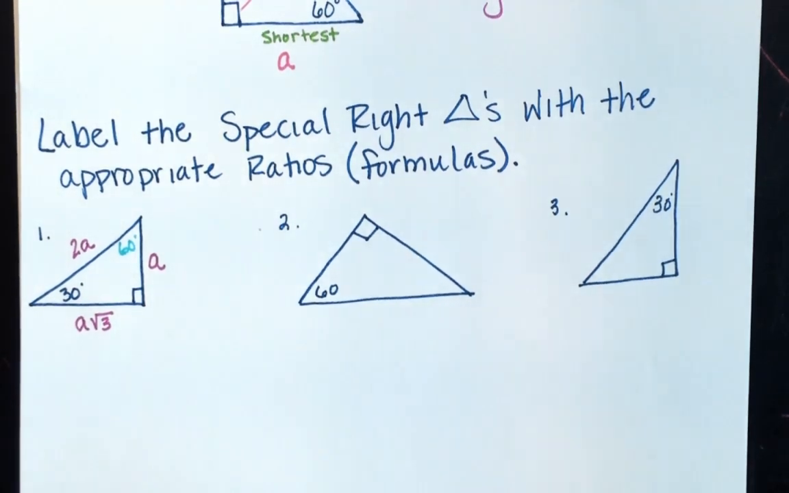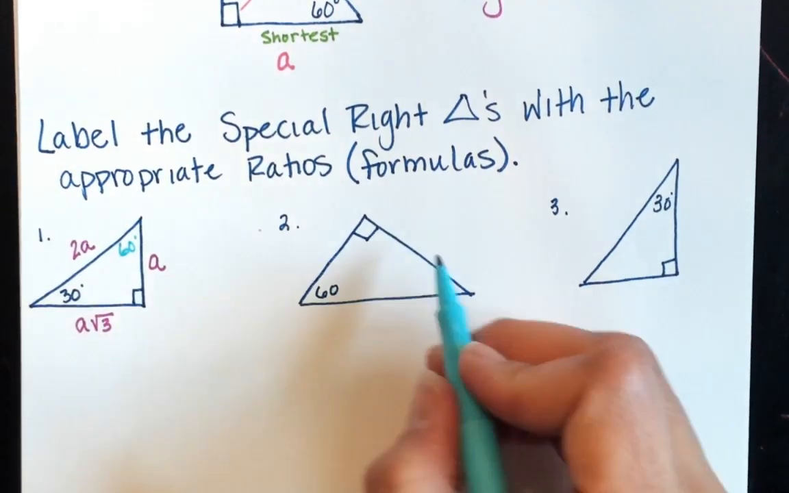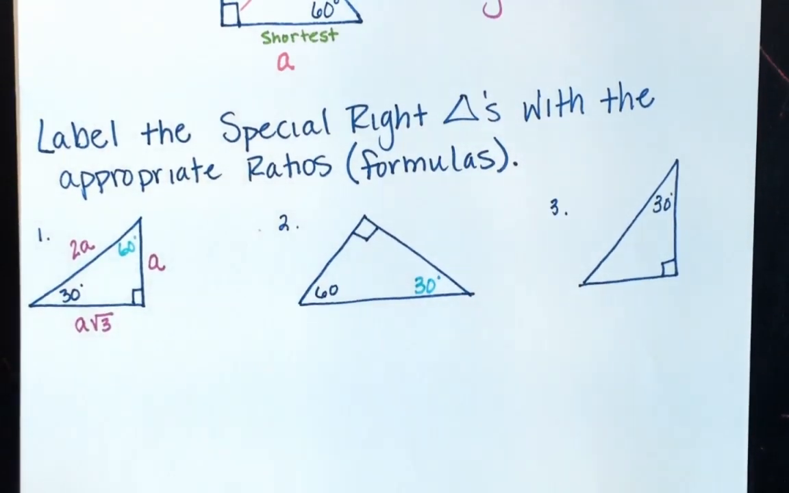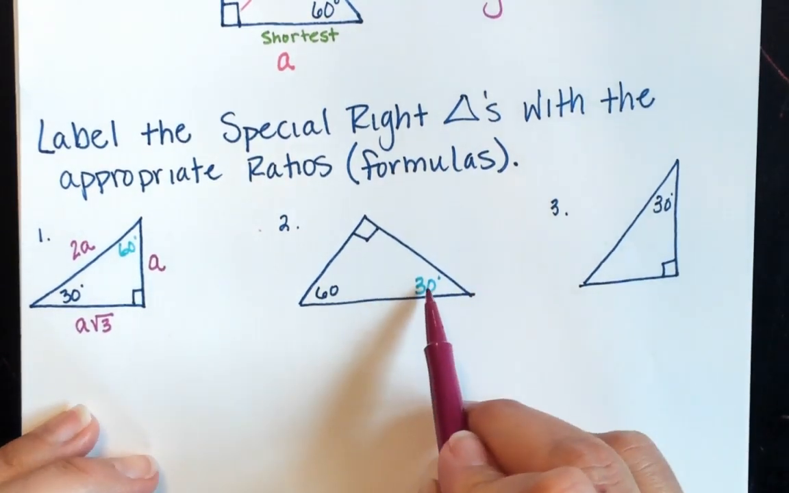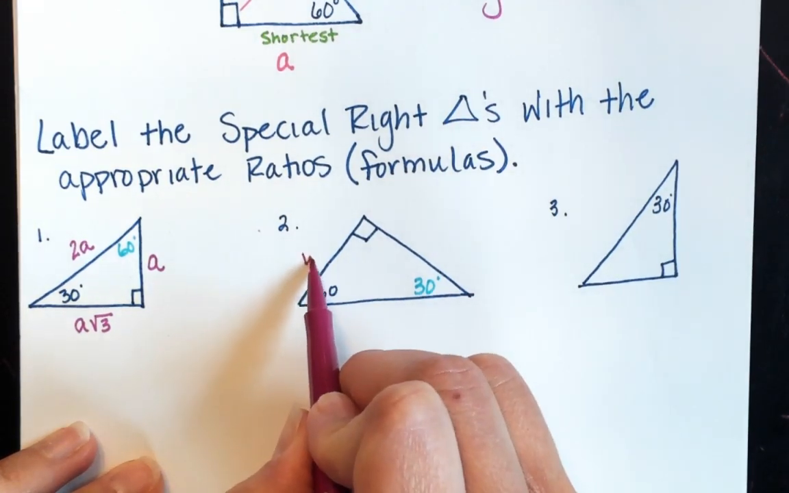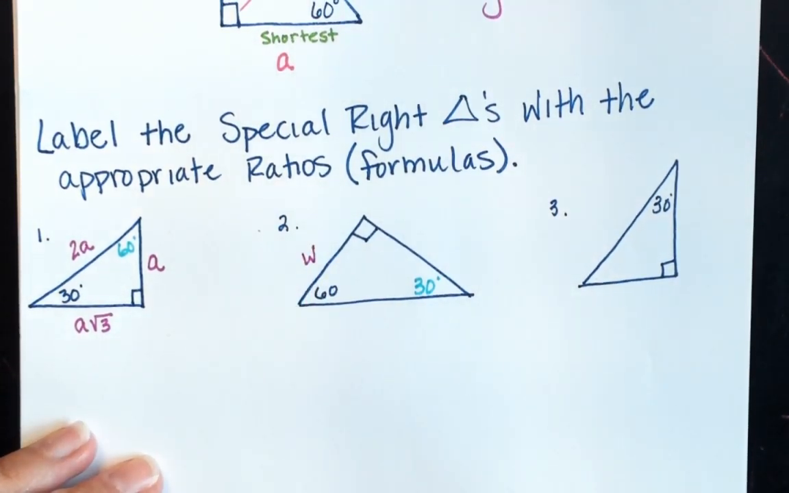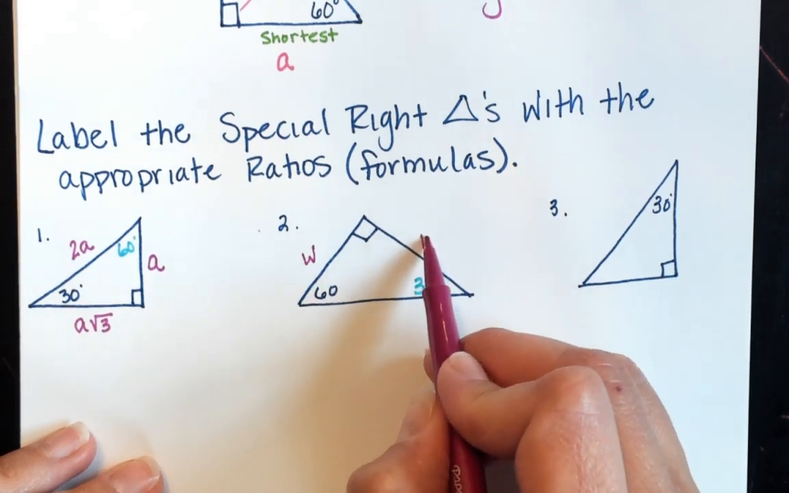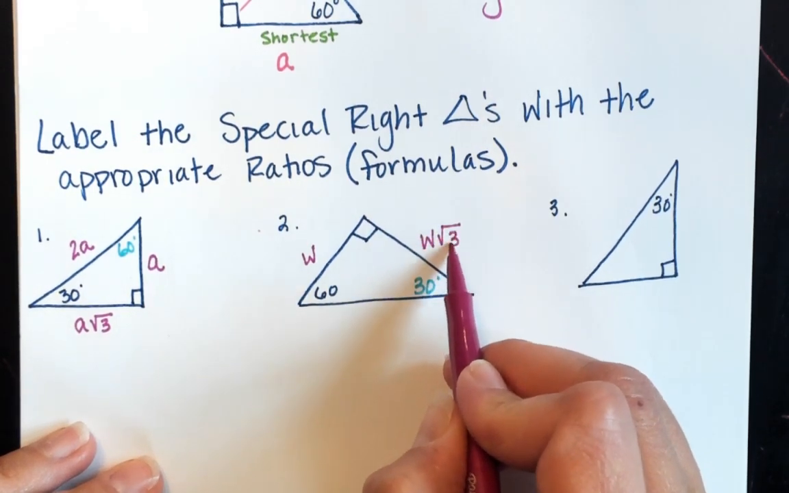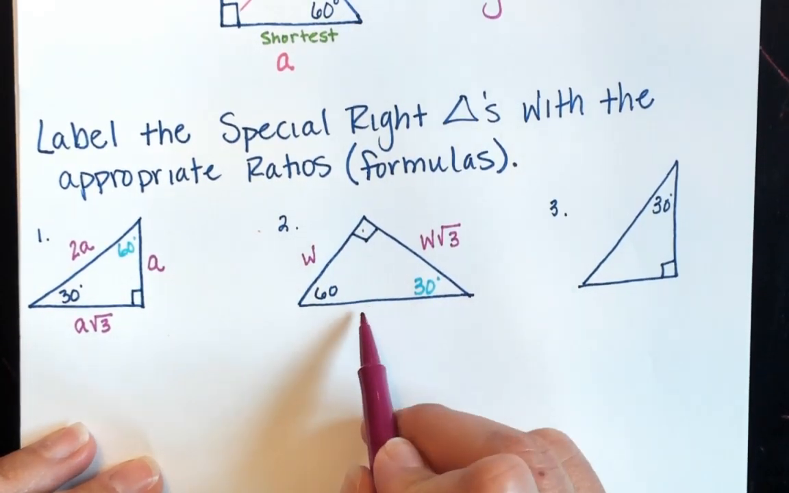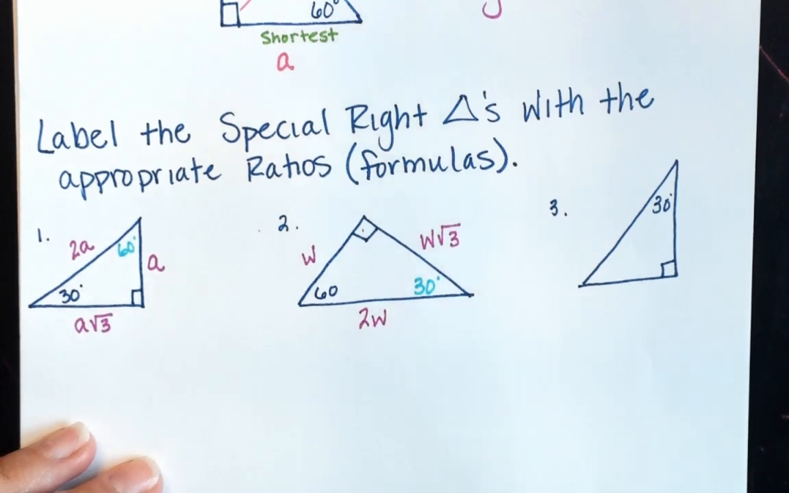So let's do the next one. Same idea. Let's just put our ratios in. I'm going to put our 30-degree angle in there. I'm going to use a W this time, but we're going to start the exact same way. I find my 30-degree angle, and I'm going to go opposite and put a W. I'm going to find my 60-degree angle. I'm going to go opposite and put W radical 3. And I'm going to find my 90-degree angle and go opposite, and that's going to be 2W.